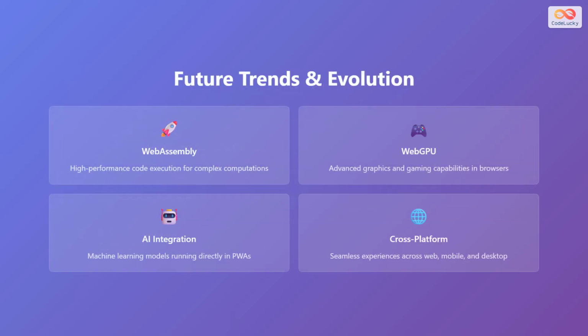The future of progressive web apps is exciting. WebAssembly allows PWAs to execute high-performance code for complex computations, bringing them closer to native app capabilities. WebGPU technology enables advanced graphics and gaming functionality directly in the browser. Artificial intelligence integration means machine learning models can run directly within PWAs, enabling smart, personalized experiences. Cross-platform compatibility improvements will make PWAs seamless across web, mobile, and desktop environments.